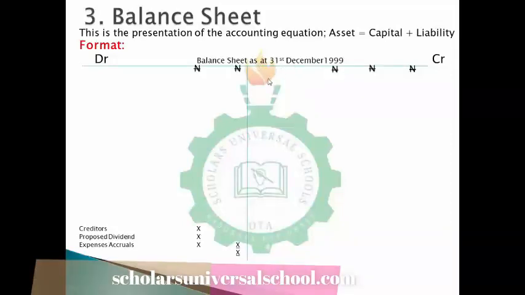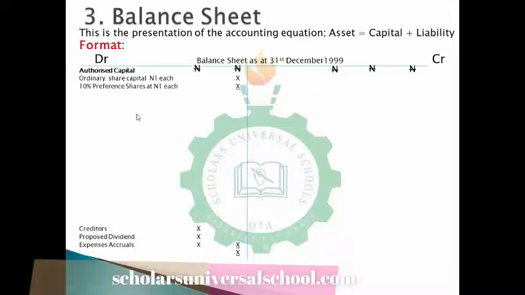The reason why we have "for the year ended" is because profit and loss shows the operations for the period, while the balance sheet shows the position of the business over time. Alright, so I'm moving to the next part. Now on our balance sheet, don't forget that it's showing the accounting equation, which is assets equals capital plus liability.